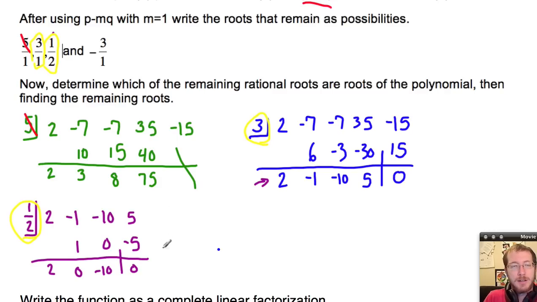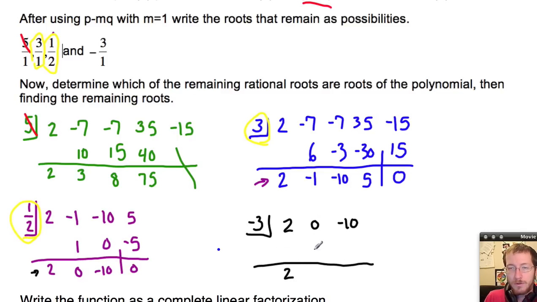Alright. So now let's try -3. Okay, and again, we can use our next simplified row. We've got 2, 0, -10. Okay, bring down the 2. -3 times 2 is -6. -6 times -3 is 18, and that's going to be 8, so that's not going to work. Okay, so we've got 2 positive rational roots in 3 and 1/2.